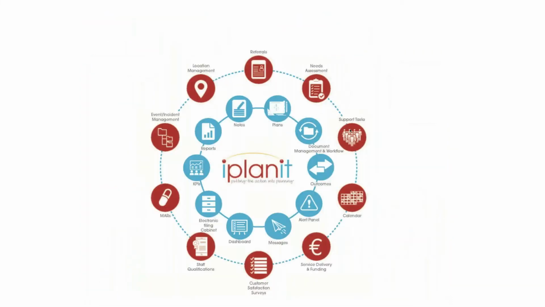This is a bird's eye view of what iPlanet looks like. In the center, the blue circle is the core iPlanet. When you have iPlanet rolled out in your organization, that center circle is all part of that rollout. And then the outside circles, the red circles, are modules that you can add on. So you can configure it yourself to an extent.